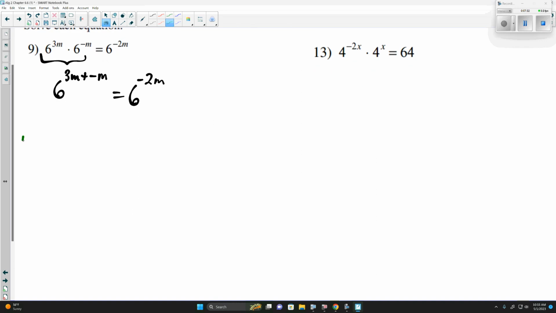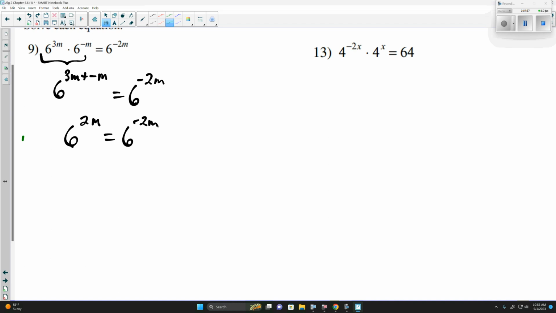Here, whenever we multiply like bases, we add the exponents. Now, we can rewrite 6 to the 3m times 6 to the negative m as 6 to the 3m plus negative m. Now, we can combine these two here. 3m minus m is going to be 2m. So if we have like bases being multiplied, we can combine them and add their exponents.